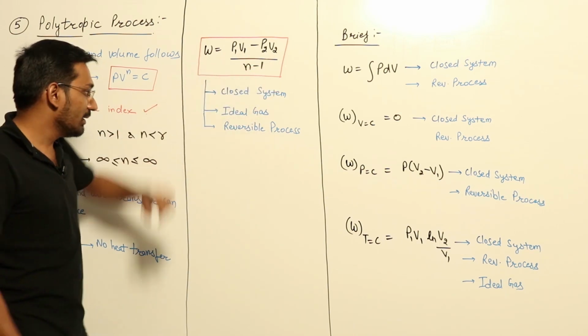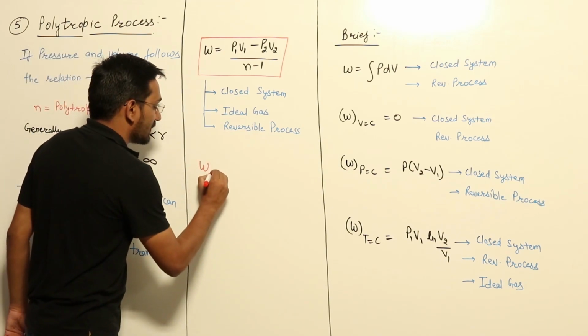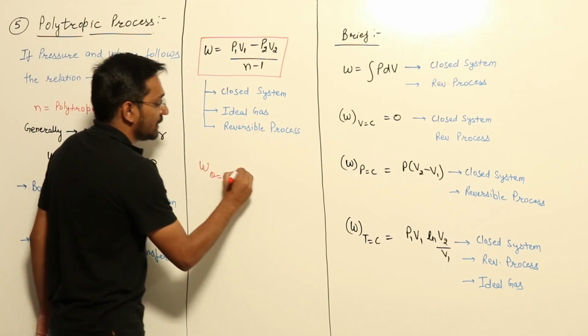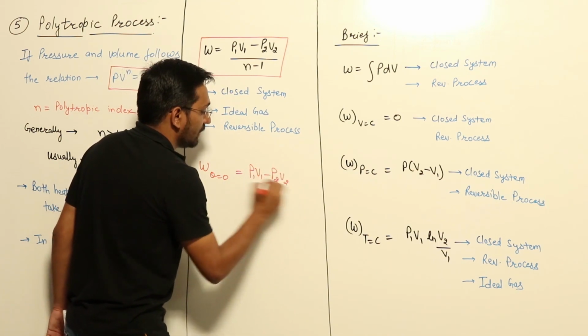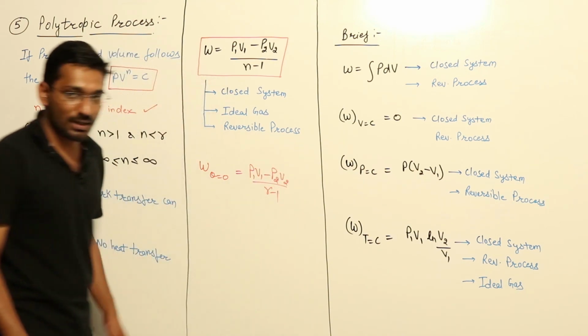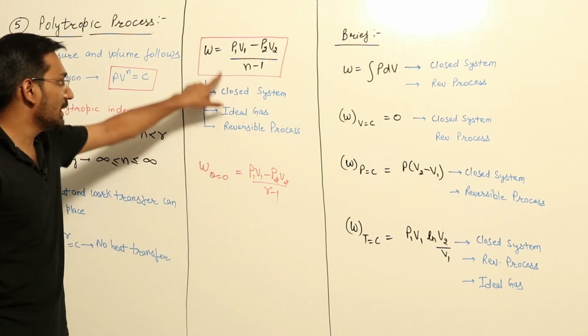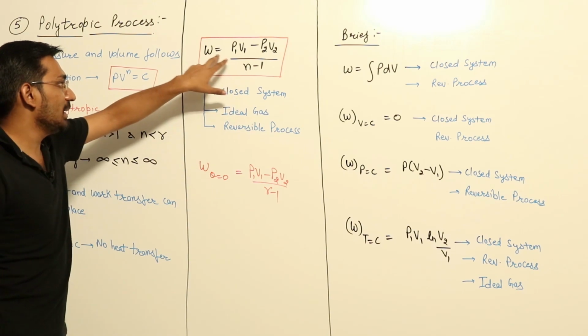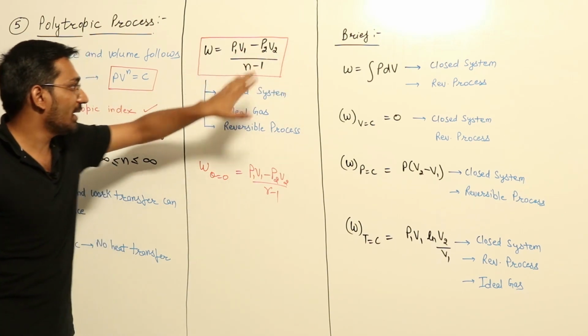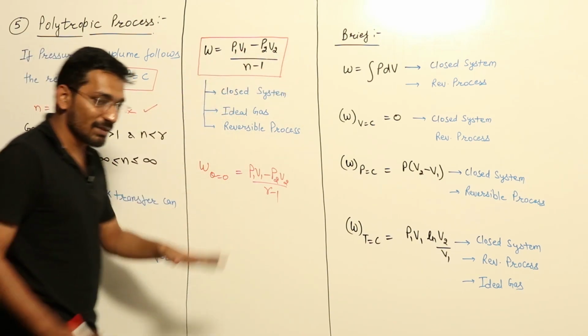The work done in an adiabatic process, where heat transfer is 0, will be P1 V1 minus P2 V2 divided by gamma minus 1. So in place of gamma, in a polytropic process, that is n. So the work will be P1 V1 minus P2 V2 divided by n minus 1.